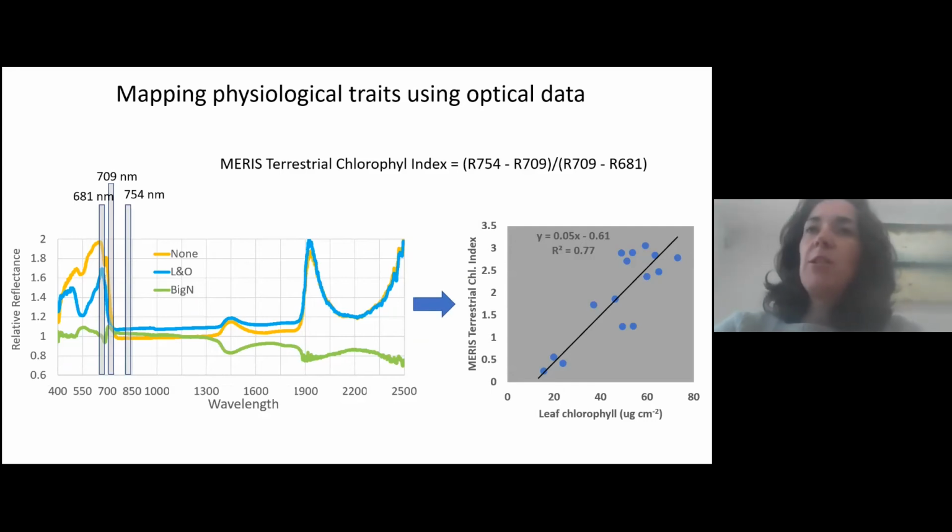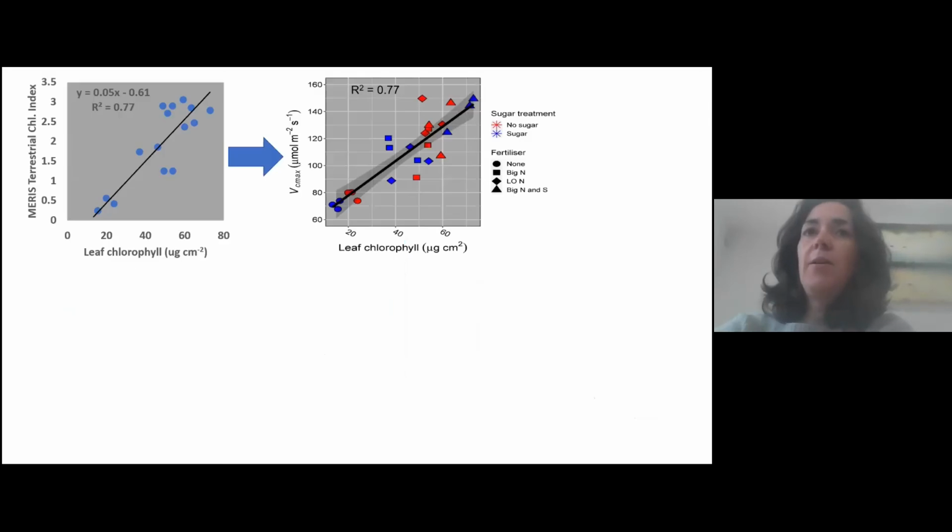So we use the MERIS Terrestrial Chlorophyll Index, MTCI, which uses wavelengths that we found to be most discriminating, and we calculated MTCI across the plots, and then compared that to leaf level chlorophyll values that we measured in the lab. We can see a strong correlation. And based on previous work that's shown that chlorophyll content is a strong proxy for Vcmax, based on the idea that chlorophyll is a representation of the photosynthetic nitrogen pool.